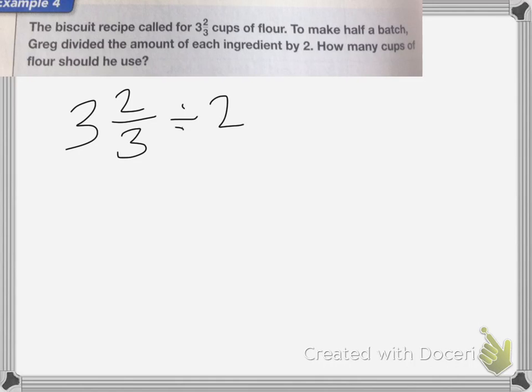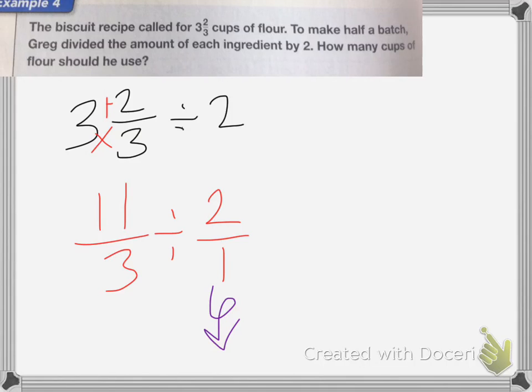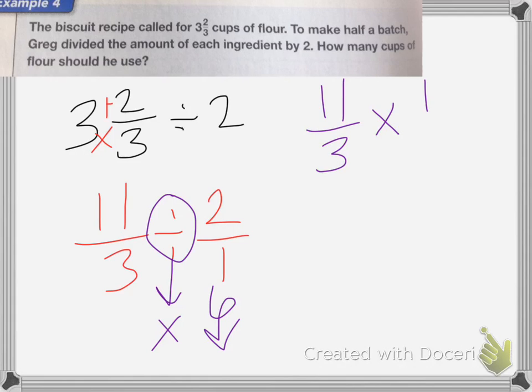Okay. So first I need to change this to an improper fraction. 3 times 3 is 9, plus 2 is 11. So I have 11/3 divided by 2 over 1. Now remember, when you divide fractions, you're going to flip the second number and change the division sign to a multiplication sign. So what I end up with is 11/3 times 1/2.